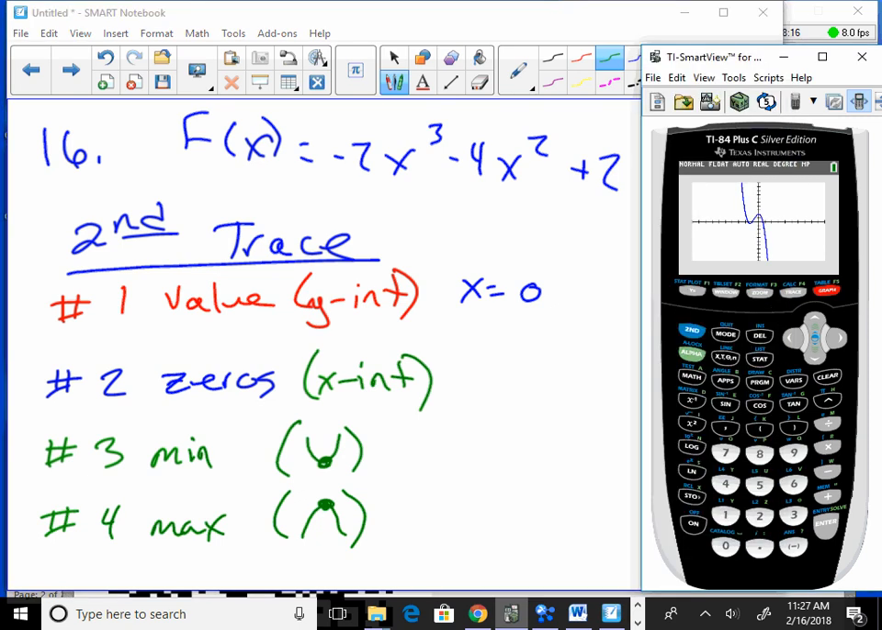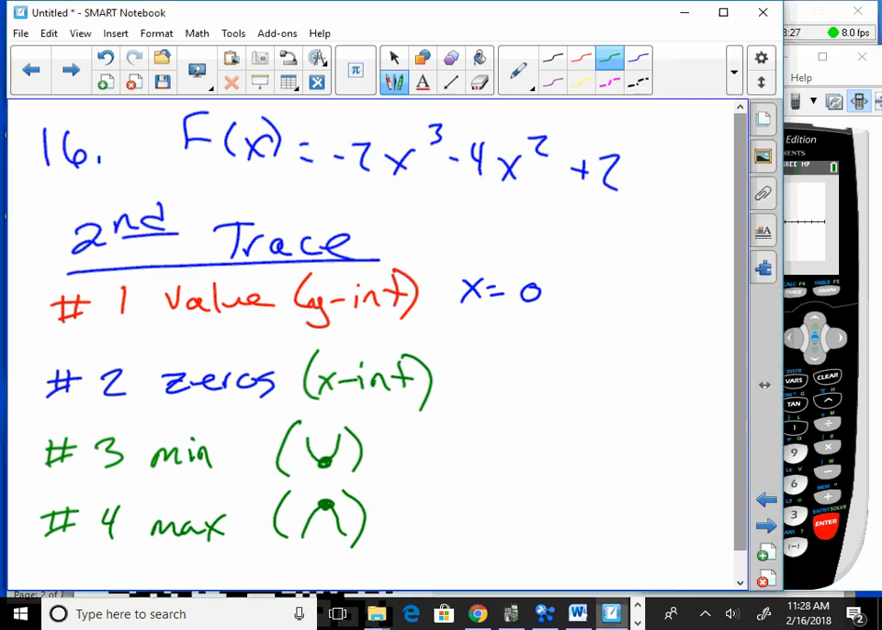So starting with number 1, I'll go second trace, number 1, which is value. Notice it says x equals, I just type in 0. So it says 0, 2. So I now know I have a y-intercept at 0, 2. I did number 1, value, and then I typed in the x value of 0.